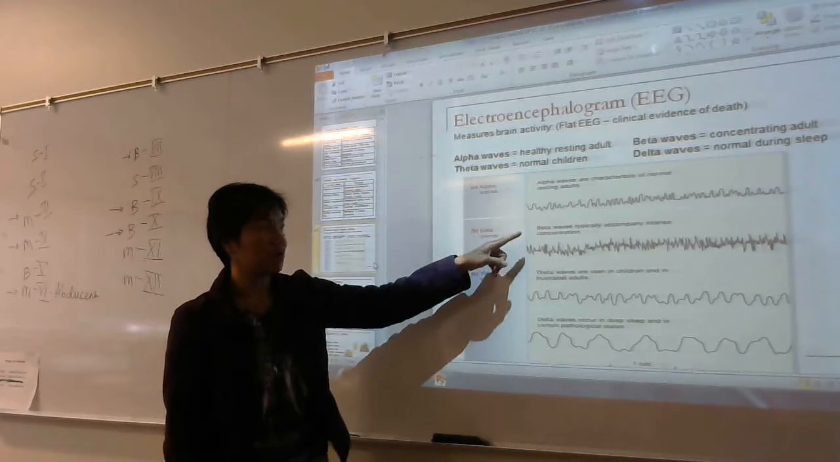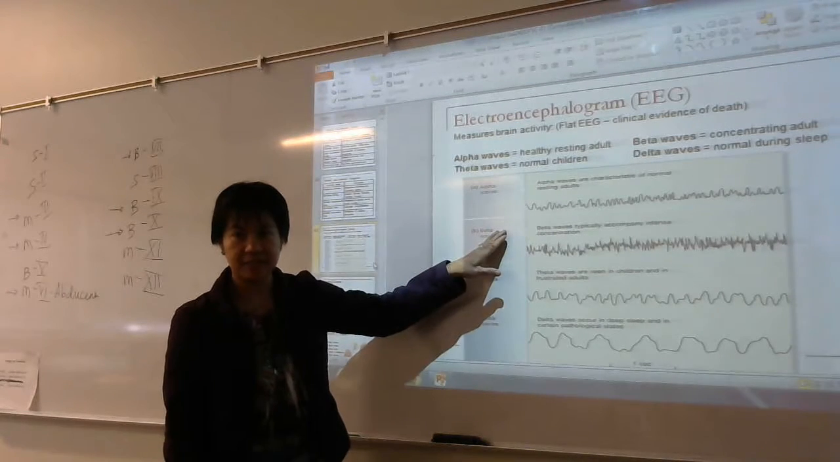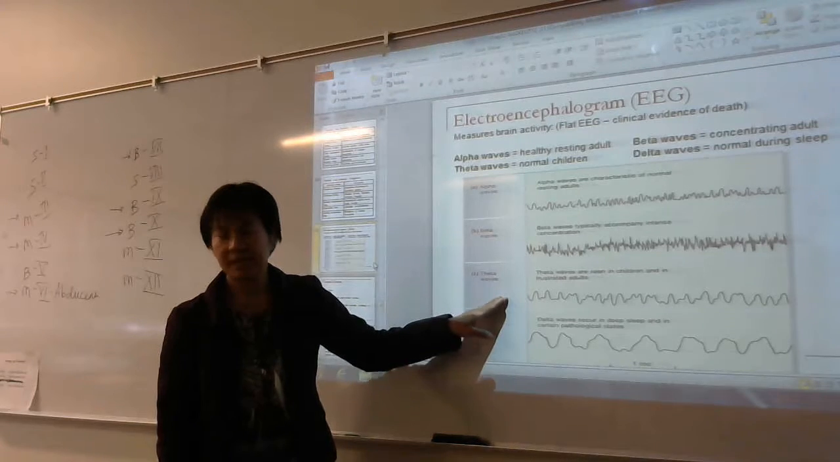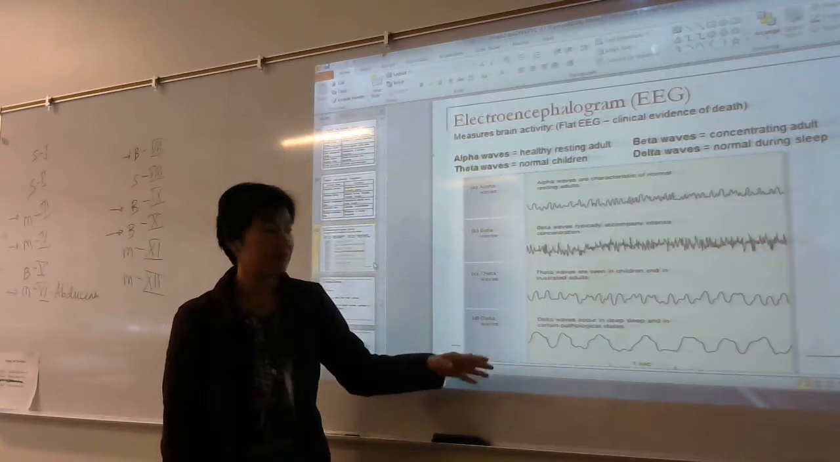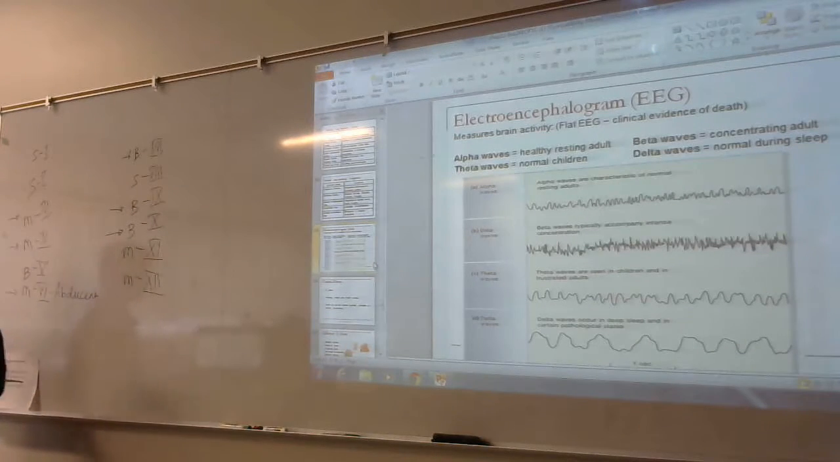Beta waves, if you're physically active or you're concentrating. This one should only be found in children. This one is if you're in a deep sleep. This one I don't really require you to know, but I'm just showing you so that you understand that this is one of the basic tests that they can request to find out if your brain is normal or not.